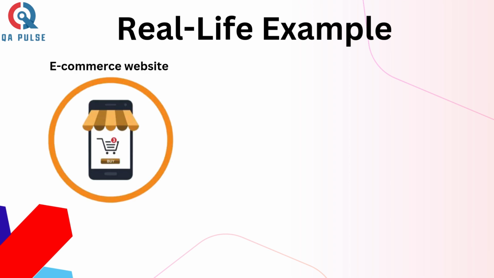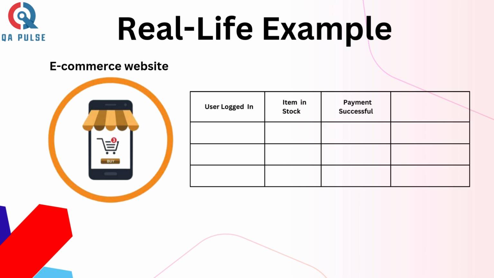Let's create a table for an e-commerce website step by step. The conditions can be: the user should be logged in, the item should be in stock, and the payment should be successful. And what can be the actions of these conditions? It can be like place order, display error, and prompt login. So let's create the scenarios. For example, if the user is logged in and the item is in stock and the payment is successful, then the e-commerce platform places the order successfully.